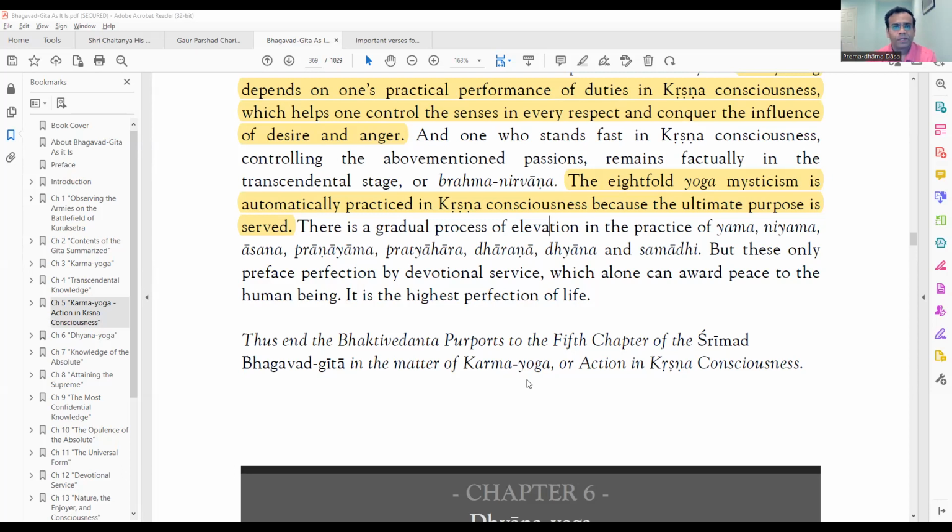Okay. Any more things? So will you please explain again Krishna as the benefactor?